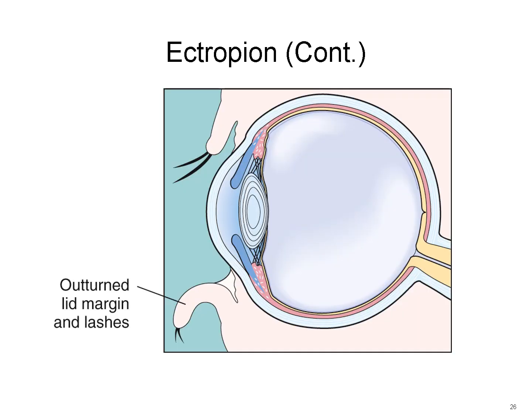This diagram illustrates ectropion, a condition in which the lower eyelid turns outward, exposing the inner lid and lashes. This outward turning prevents the eyelid from properly covering and protecting the eye surface. As a result, patients may experience dryness, tearing, and irritation, which can lead to further complications like conjunctivitis or corneal exposure. Ectropion is commonly age-related and typically corrected through a minor surgical procedure to restore normal lid position.